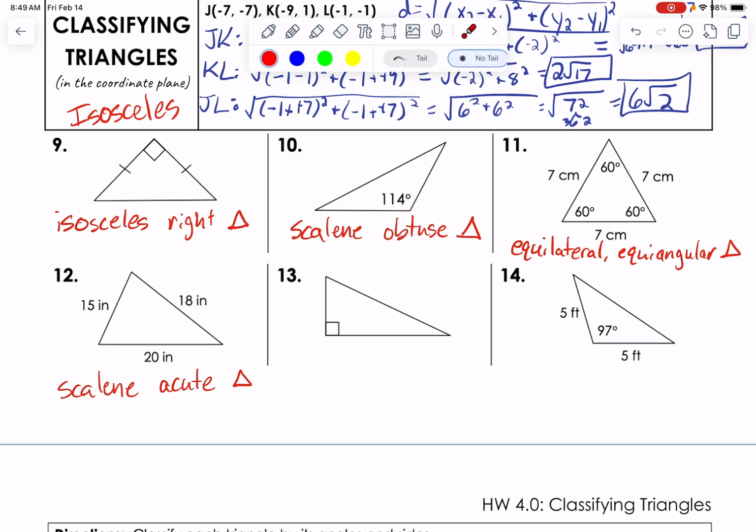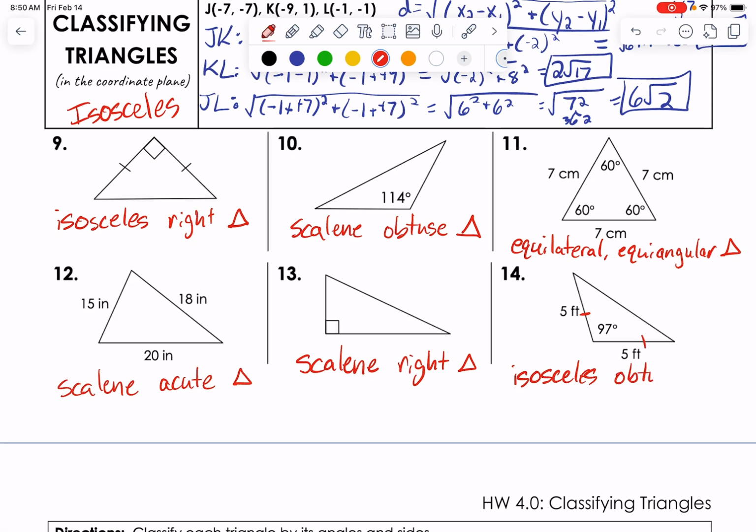And on 13, again, no sides that are marked congruent, so we'll assume that it's scalene, and we've got a right angle there. So that is a scalene right triangle. And on that last one, we've got 2 side lengths of size 5, so 2 congruent sides, and 1 angle that is greater than 90. So this is an obtuse. We'll say isosceles first. Isosceles. No E on that. Isosceles obtuse triangle. All right.